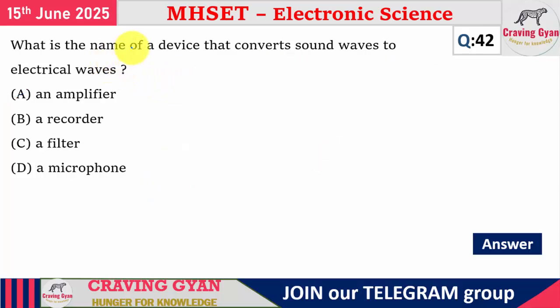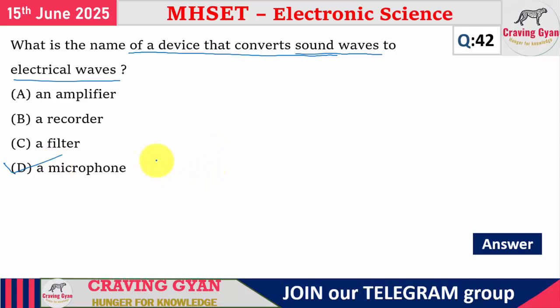42nd question what they are given is what is the name of the device that converts sound waves to electrical wave? It is a microphone. In orchestra and all you will be seeing, right? You're going to make use of mic and then you're going to speak. Say suppose you want to convey to a large audience. At that time you're going to make use of microphone and you speak like speakers you're going to place, and then the message will be conveyed.